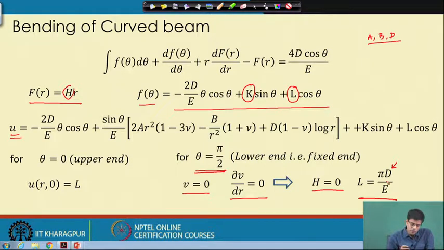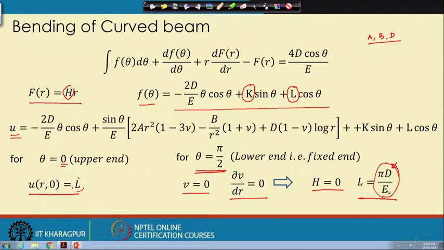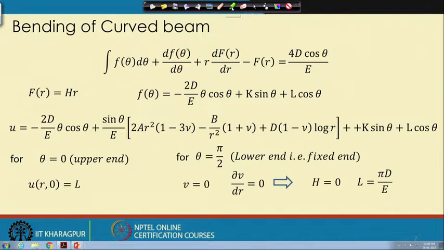Now it is of special interest if we want to find u at the free end of the curved cantilever, where theta equals 0 at the free end. So the u displacement is actually L. So L is actually pi d by E. So we have found L. So actually we will compare this.